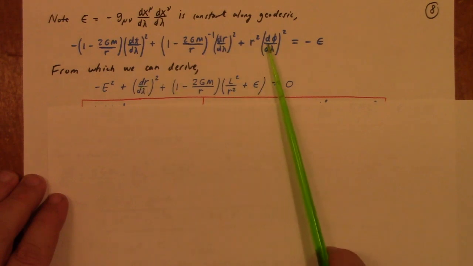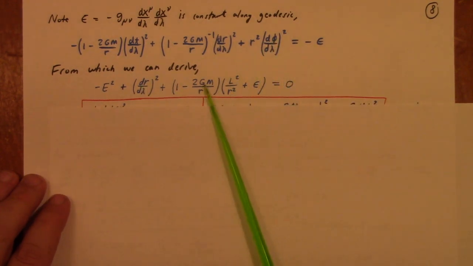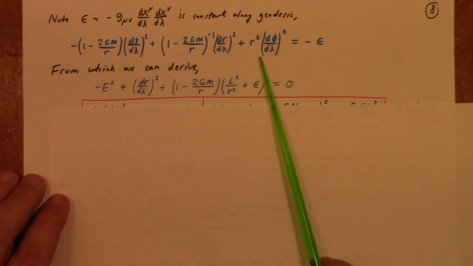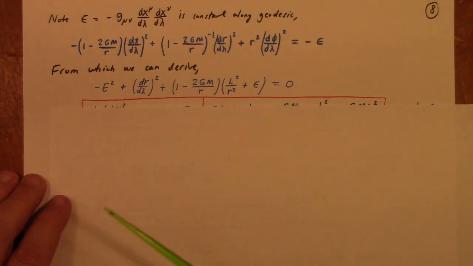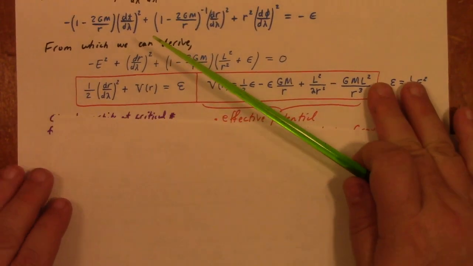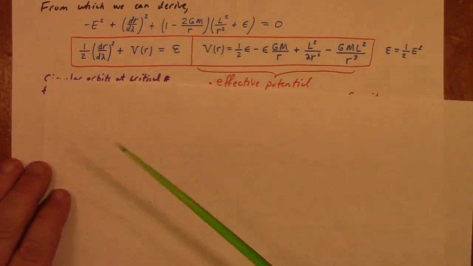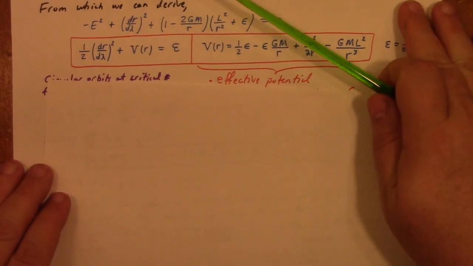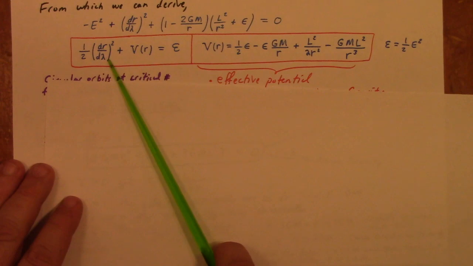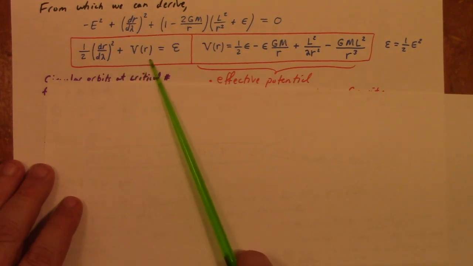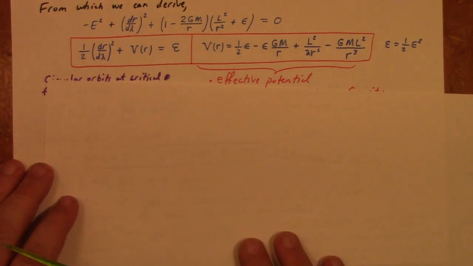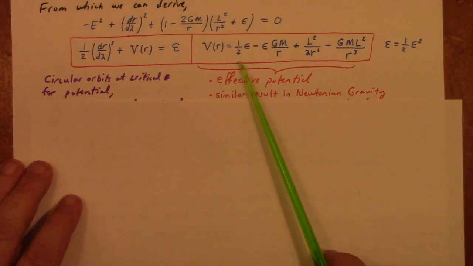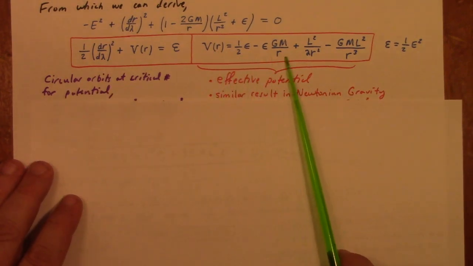All right, and so you're multiplying by this, so here it is, and then you've got this is L squared over r squared, I think, and then the epsilon brought to the other side. Anyway, it gives you this equation. And then if you tilt your head and squint, you can see that what you have is 1/2 (dr/dλ) squared plus V(r) equals epsilon equals E. And so V(r) has the form of this.